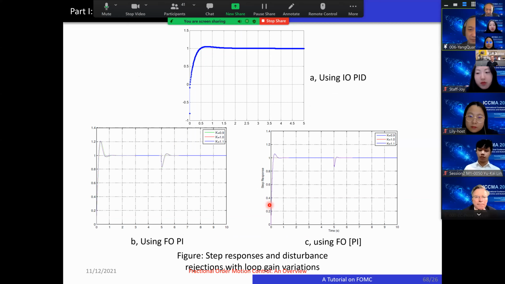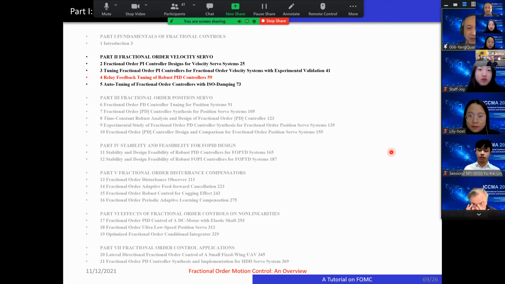So this is a step response with disturbance rejected with loop gain variation, fractional order versus integer order. So this is fractional order and fractional order bracket PI. It has much smaller overshoot, better performance. Even if you have gain variation plus or minus 10%, still no change of the behavior. So I think I can cover this one, then we finish.